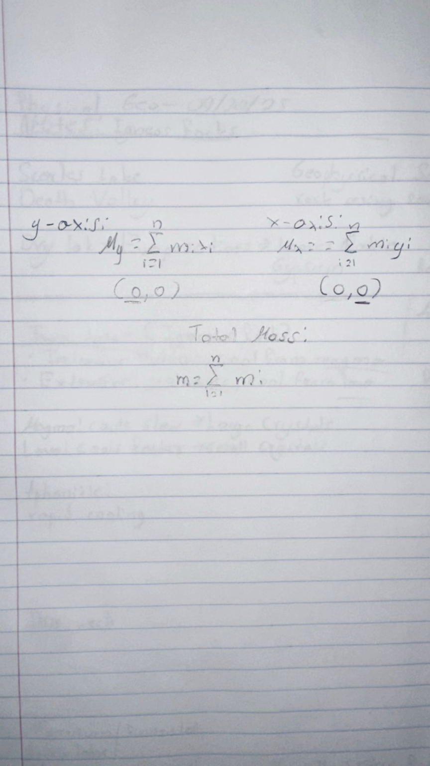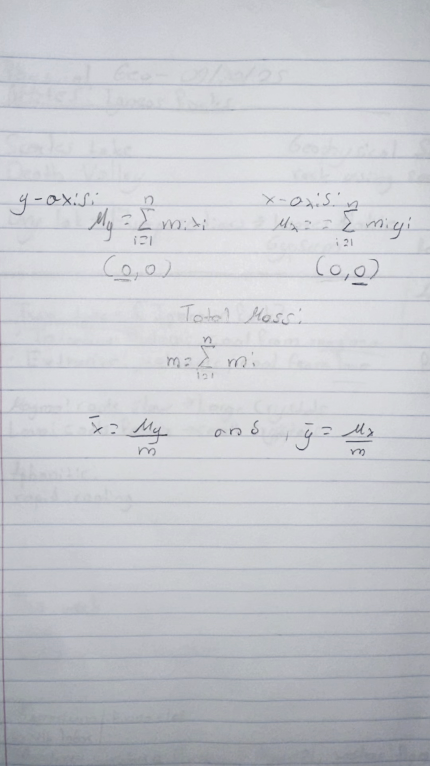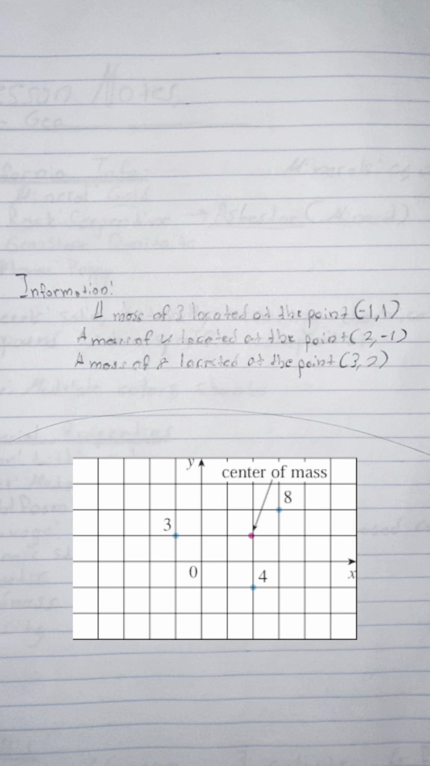Now, in both equations, m_i represents the mass and x_i, y_i are the coordinates or locations of the objects. Aside from this, we also need a way to find the total mass. We can do this by using the equation M equals the sum of m_i. Finally, once we have those values, we find the coordinates of the center of mass using the following two formulas. As a result, these give us the x and y coordinates of the center of mass, which is what we're looking for.